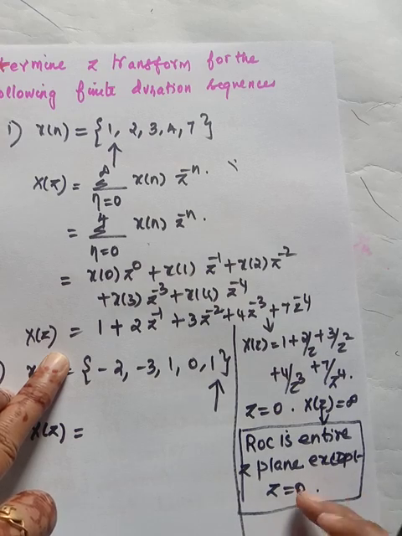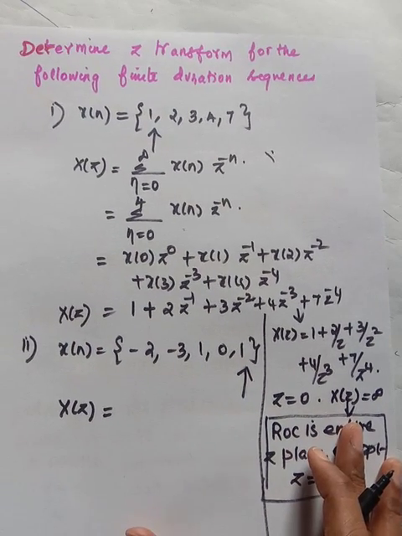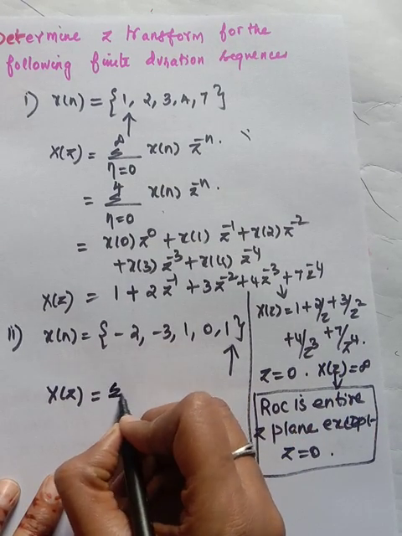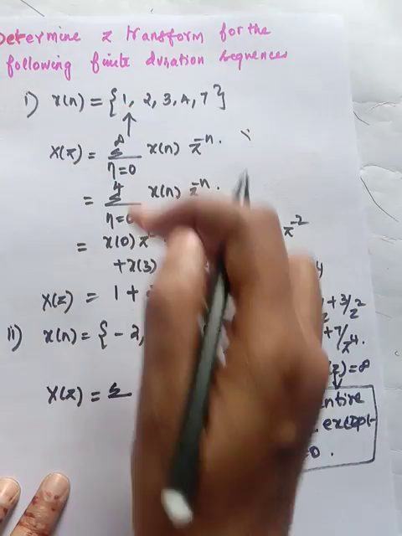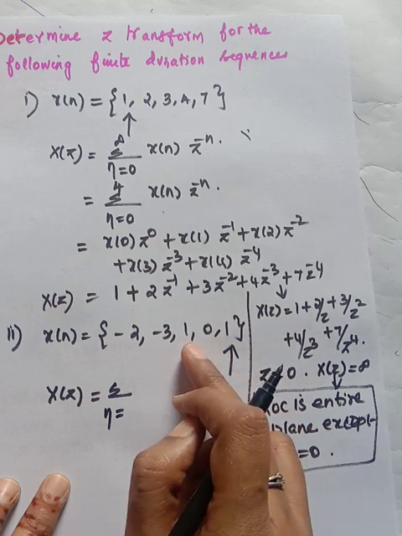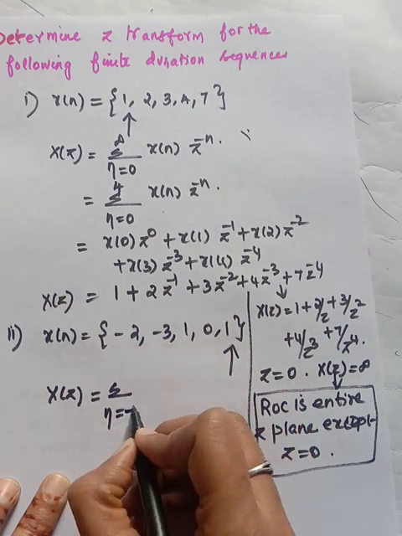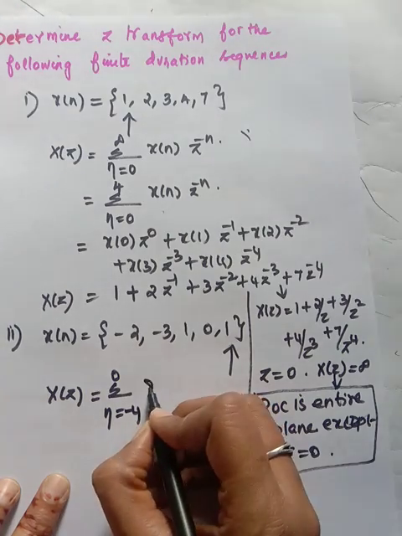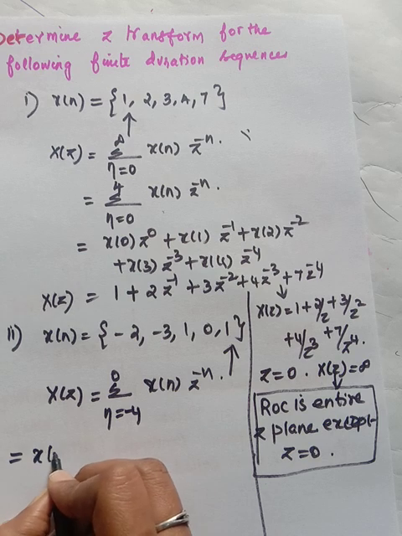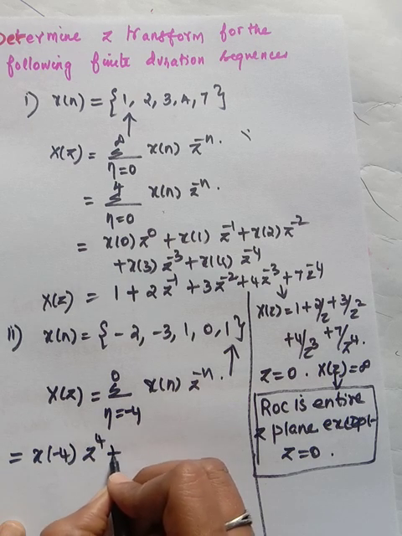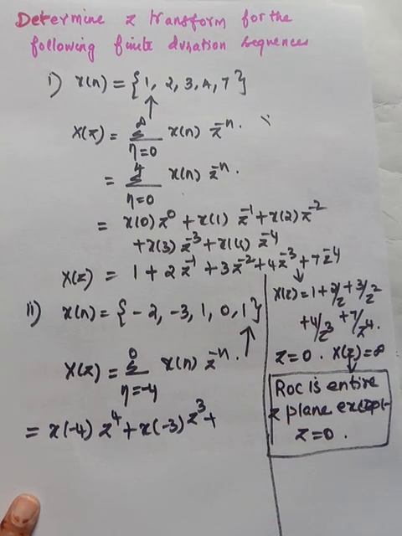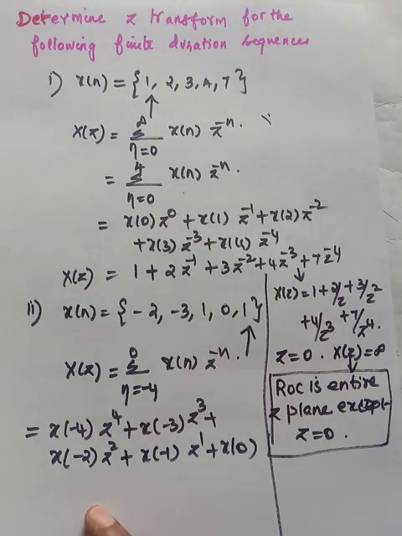So this is the region of convergence for the previous problem. Now consider the next problem. Here the same method. Here the indices are 0, -1, -2, -3, -4. It ranges from -4 to 0, and x of n z power minus n. When I expand this, I will get x of -4 z power plus 4, and x of -3 z power plus 3, and so on.